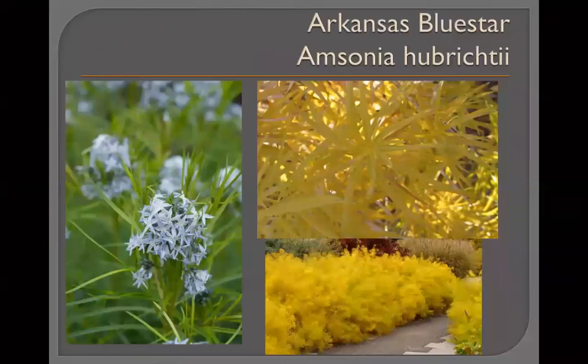Arkansas Blue Star, Amsonia hubrichtii, another nice one that we use from time to time. A form that has a little bit wider leaves is Amsonia illustris. But Amsonia hubrichtii has light blue flowers, finer foliage, and planting these en masse can be really spectacular with the butter yellow fall color that they have.